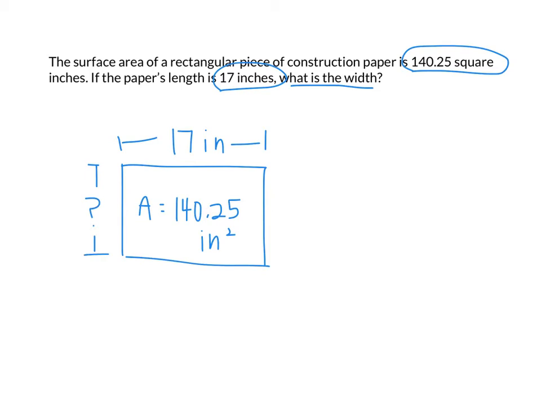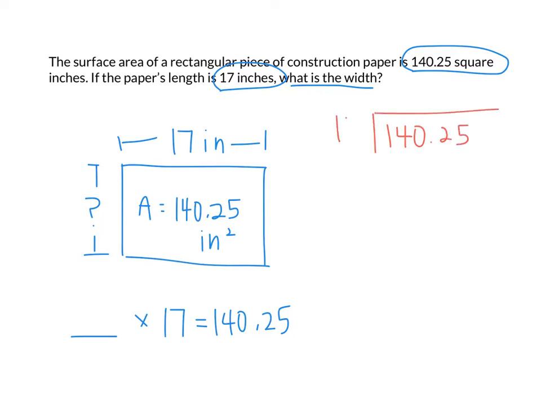Well, what do we know about the area, formula for area? It's length times width. So what this means is something times 17 will equal 140.25. Yes? So how can we use division to find that missing something? So we're going to be doing 140.25 divided by 17.